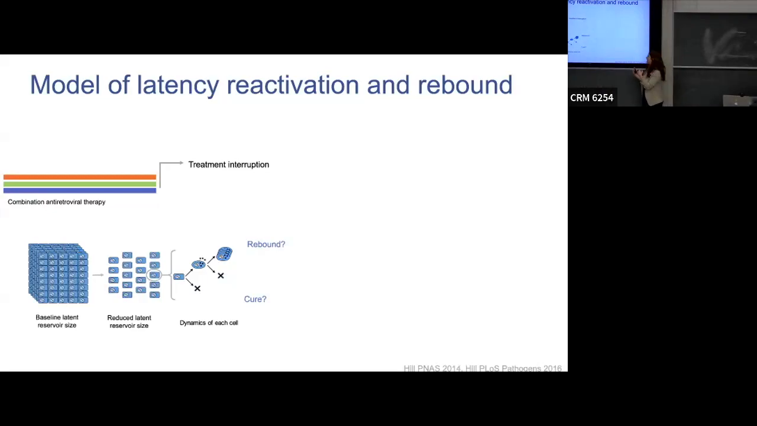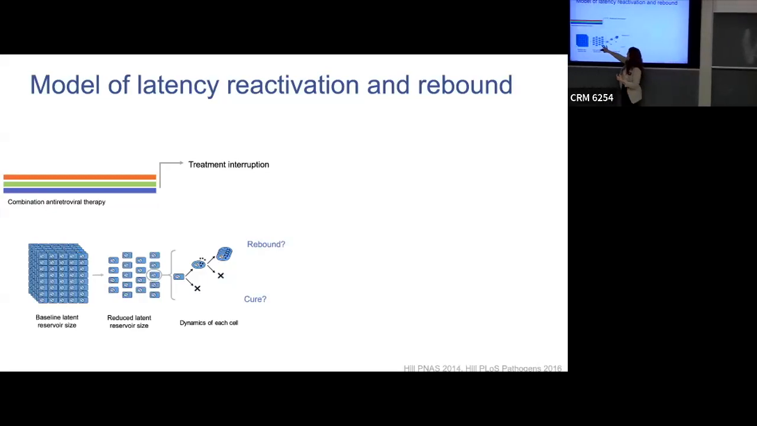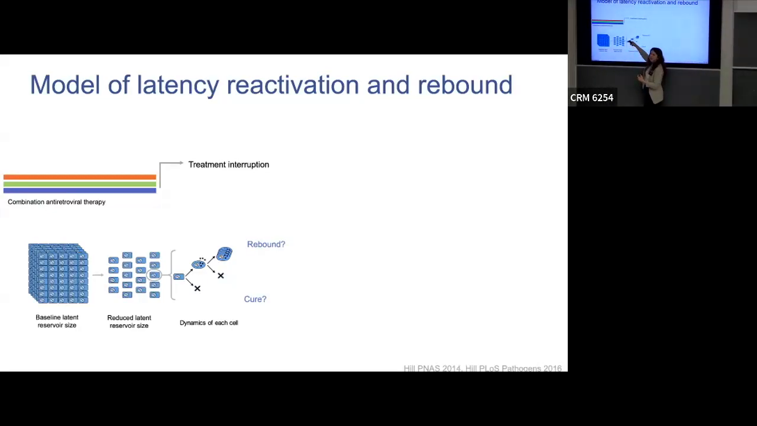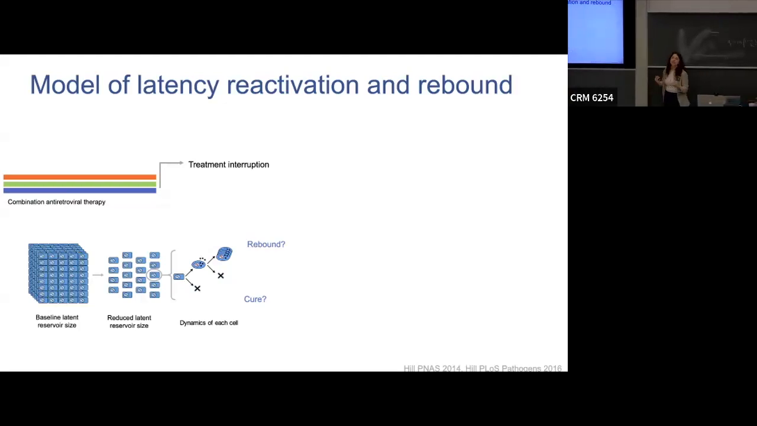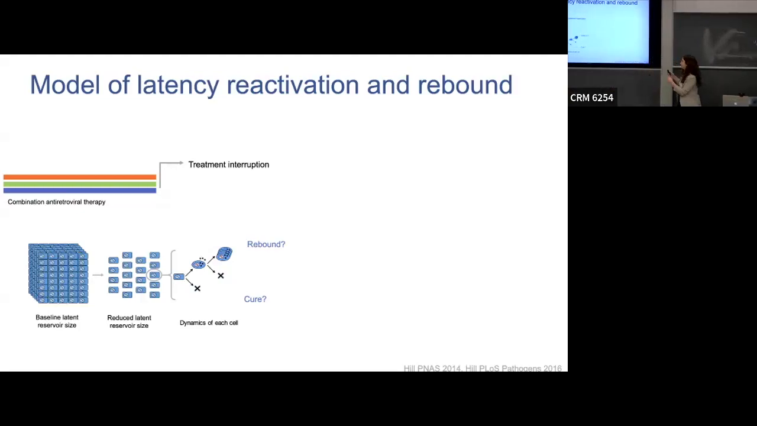Or if none of these cells manage to complete each of these steps without dying off, then that would be what we would call a cure, or if they don't do that in the lifespan of a typical individual. So this is a not too complicated, multi-type branching process model that we can use to understand this. And there are lots of different types of data we can use to try to actually work out the different parameters here.